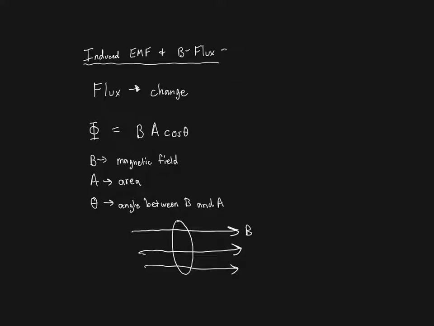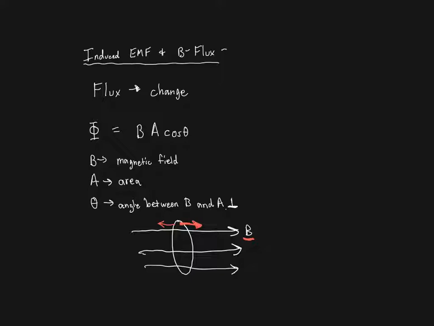And then theta is the angle between the magnetic field, so in this case these horizontal lines, and the area. And not just any part of the area, we actually want to be perpendicular to the area. So a line that's perpendicular to the area. So if I have this particular shape, the line that's perpendicular to this would be going kind of to the right or to the left.